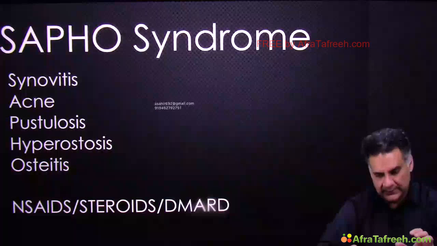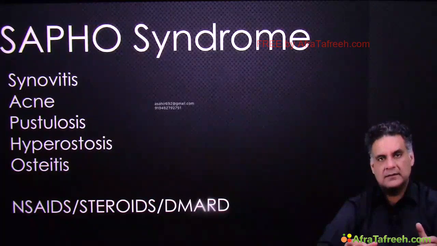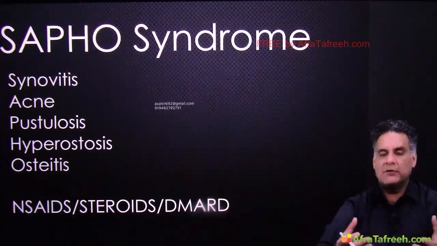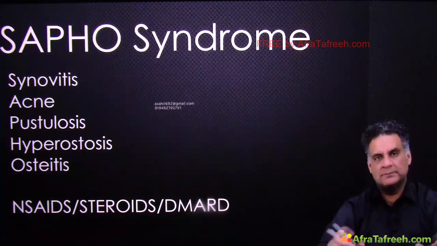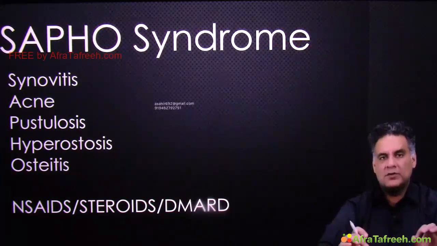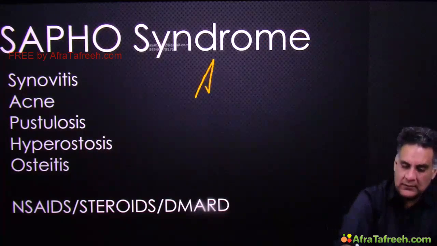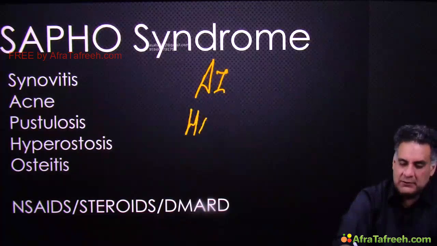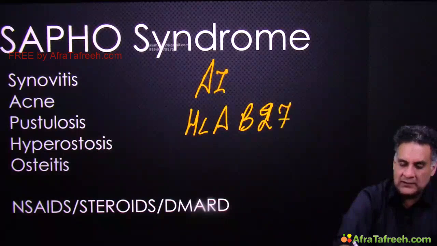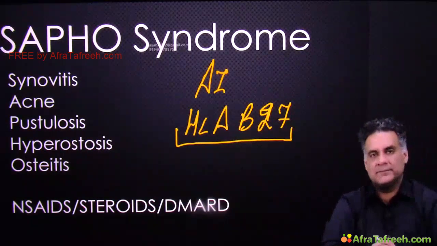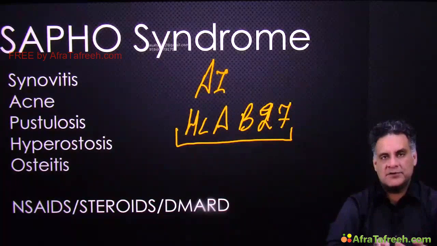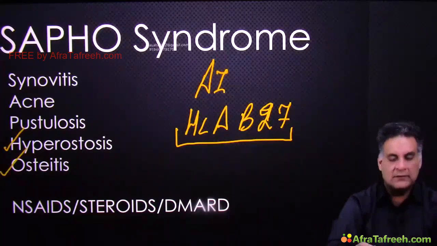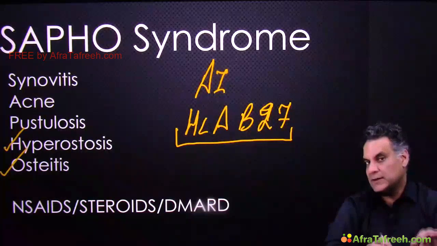If you have chronic recurrent multifocal osteomyelitis, one such example is SAPHO syndrome. SAPHO is an autoimmune disorder. It is HLA-B27 positive, just like ankylosing spondylitis, where it has sacroiliitis. You have synovitis, acne, pustulosis, hyperostosis, and osteitis: thickening and inflammation of the bone. So it's not osteomyelitis, it's osteitis.